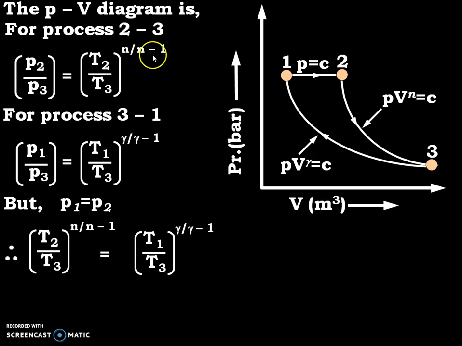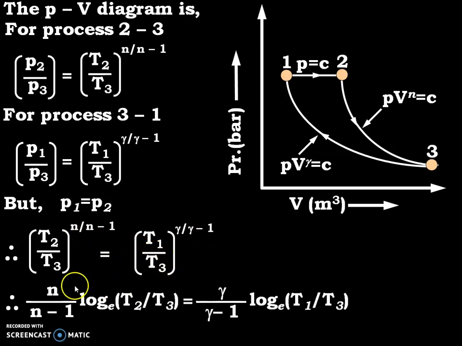T2 by T3 raised to n upon n minus 1 is equal to T1 by T3 raised to gamma upon gamma minus 1. So they have given us the temperatures T1, T2, T3. Gamma they have given. Now we have to calculate the n. Now how to calculate n? Let us take the log, ln, that is log base e, on both sides. So we will get n upon n minus 1 times log base e of T2 by T3 is equal to gamma upon gamma minus 1 times log base e of T1 by T3. Now using this equation, we can calculate the value of n, and the n value is 1.5899.